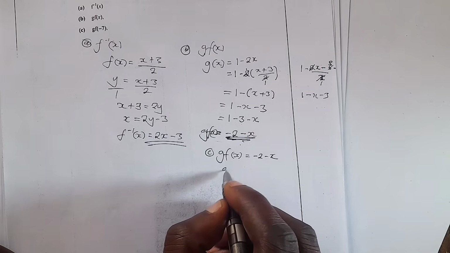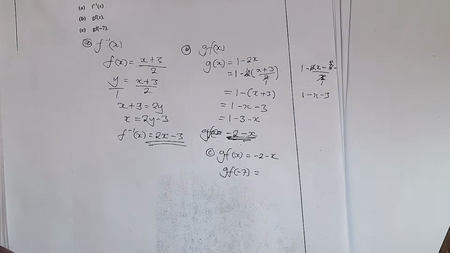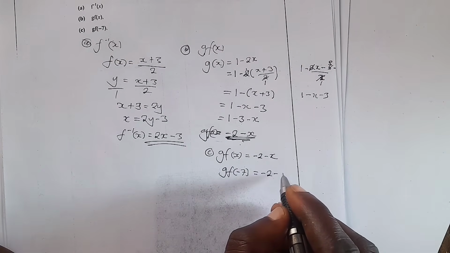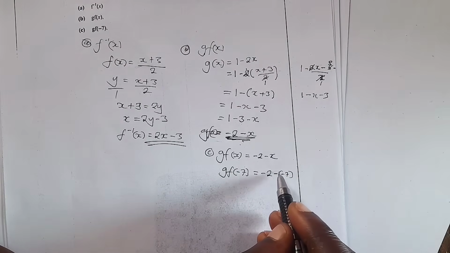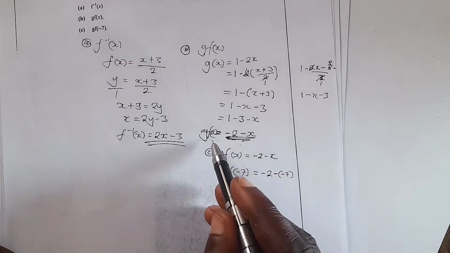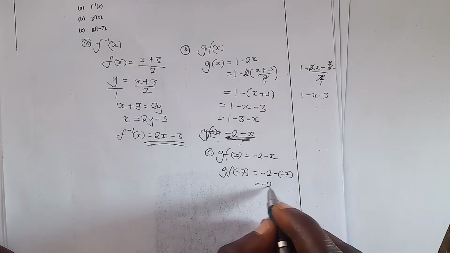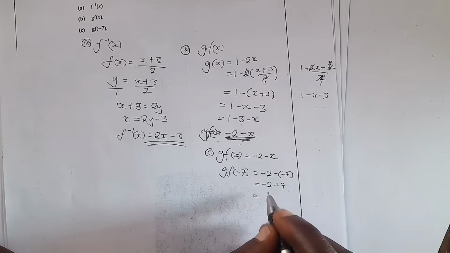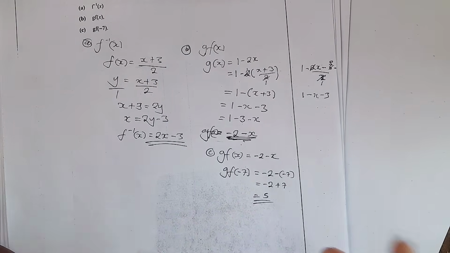Then you're asked to find gf of negative 7. Meaning wherever there's x, we substitute negative 7. So negative 2 minus negative 7, like this. Don't just substitute minus then 7, because the 7 is negative. Negative 2, what is negative times negative? Positive 7. Negative 2 plus 7 is 5. So this is the answer, 5.